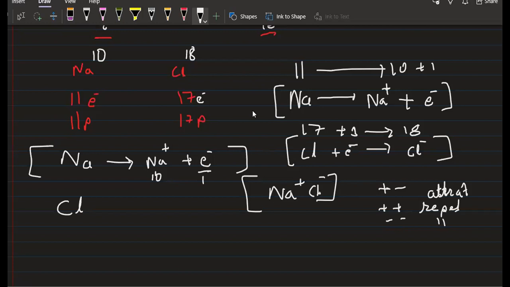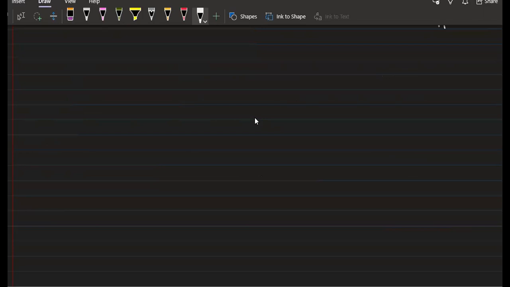So I hope all of you understood till this point. Yes or no? Right? How Na is converted into Na plus and Cl is converted into Cl minus by exchange of electrons. Got it? Okay, very good.